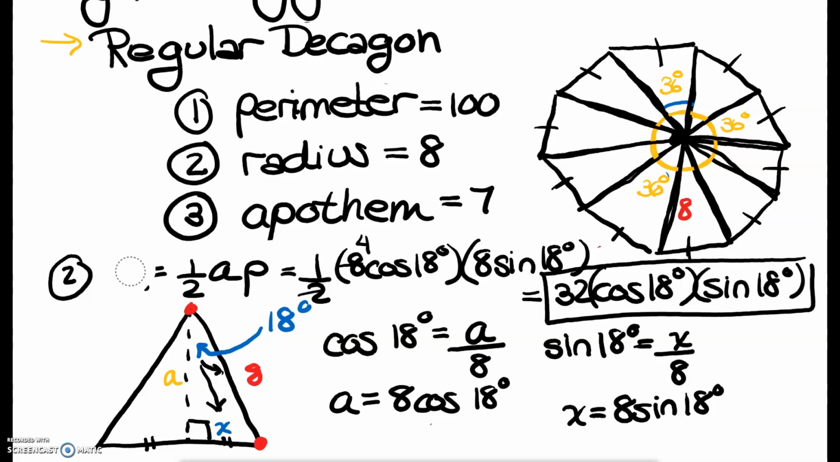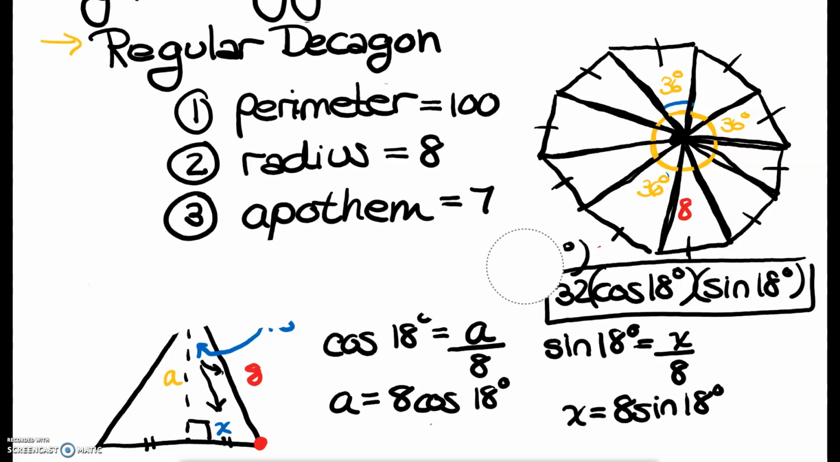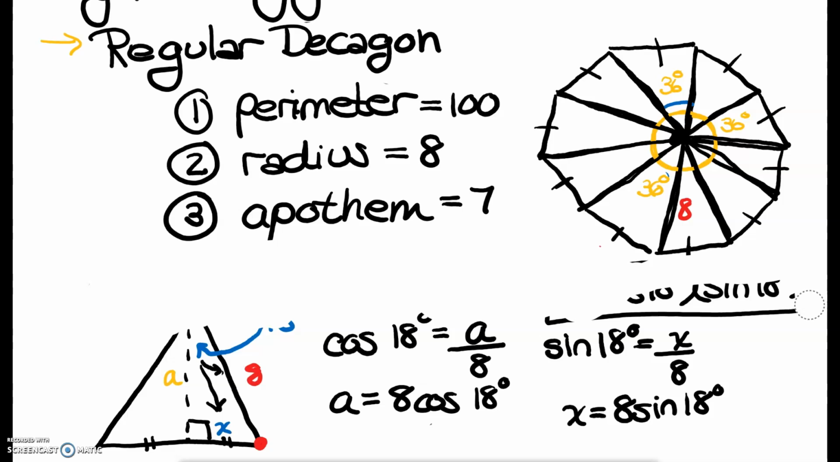All right, so now how do we do the same thing if we're going to solve and they give us the apothem? And in this case, they're telling us that the apothem is 7.